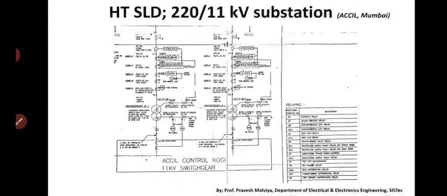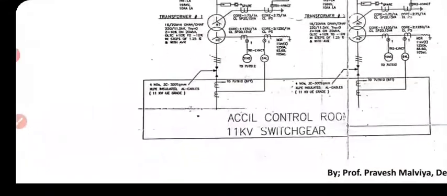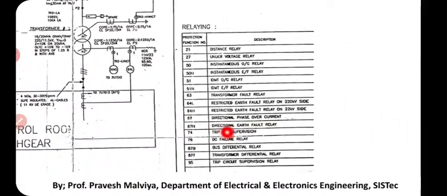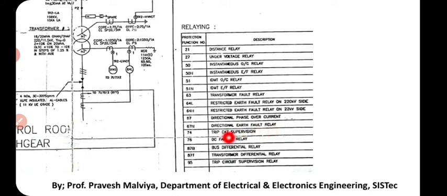And who disconnects? A circuit breaker is a switch. It disconnects the unhealthy section from the healthy section. That disconnection is known as tripping. So supervision of that tripping system, is it okay or not? That takes care of 74.